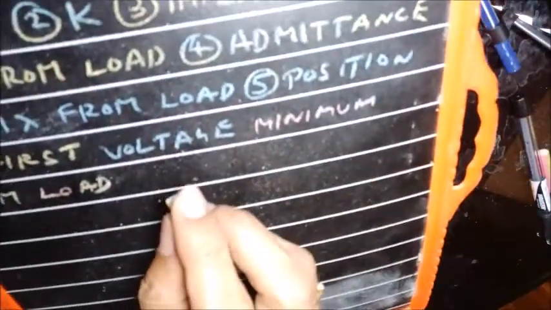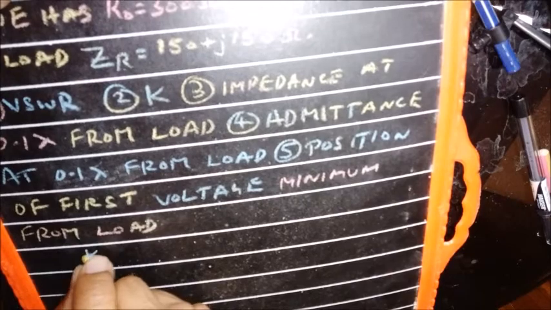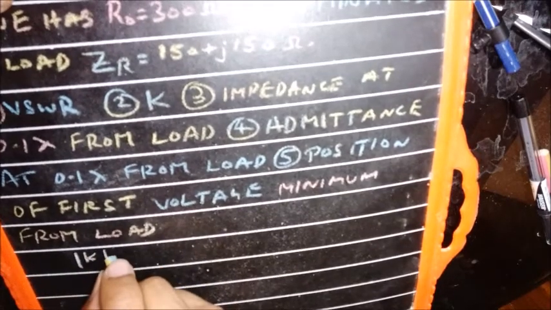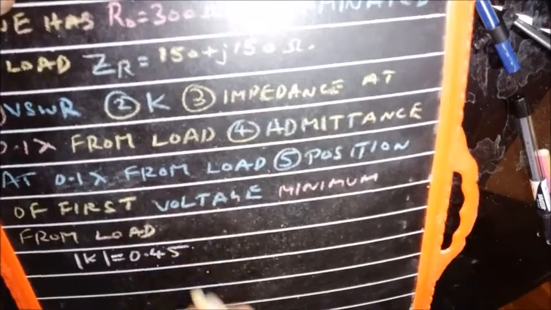So part 2 of the question is answered. Reflection coefficient. So maybe I'll write the answer here. K magnitude, not answered fully, we have found out only the magnitude. K magnitude is 0.45. And we can now find out what is the angle.